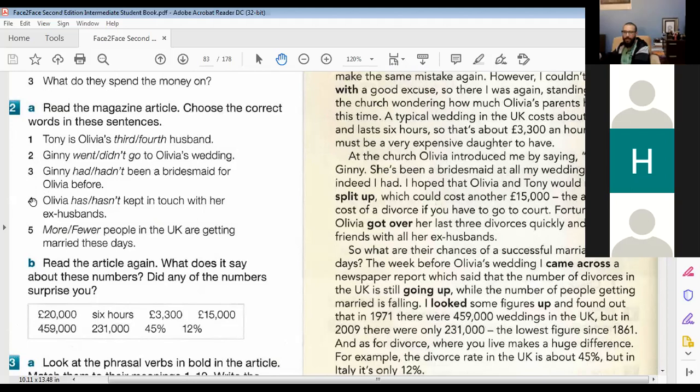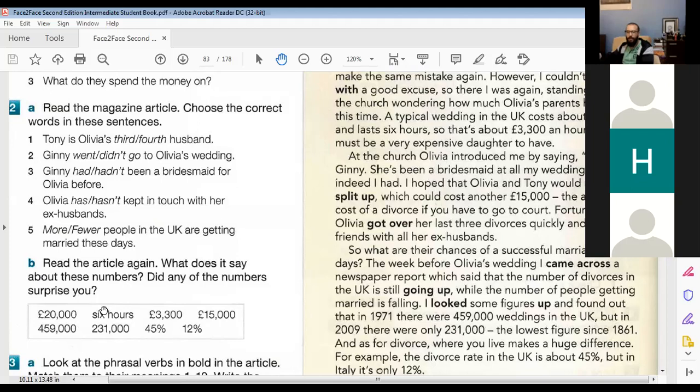And then it says Olivia hasn't kept in touch with her ex-husbands. Has. She has. She's been in touch with them. And the last one, it says more or fewer people in the UK are getting married these days. Fewer. True. That's right.